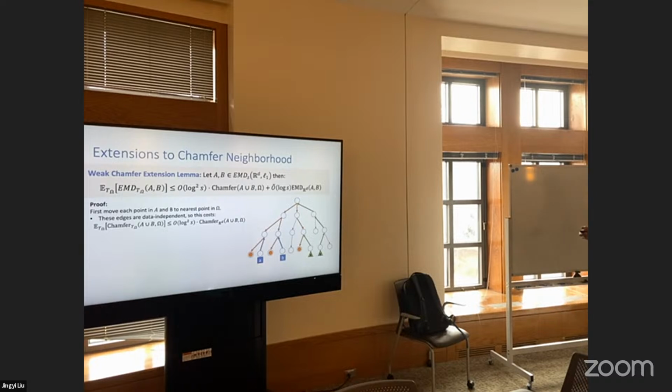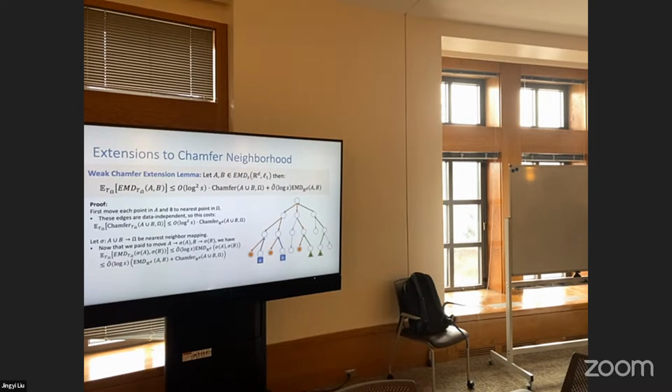So moving A and B in the tree to omega costs log squared n times their original chamfer distance. Next, once these two sets of points are at their nearest points in omega, let's say sigma is the function which maps A and B to their nearest points in omega. Now we just want to do the earth mover distance to match up the points in omega A to the points in omega B. And that's just the earth mover distance in the tree between omega A and omega B.